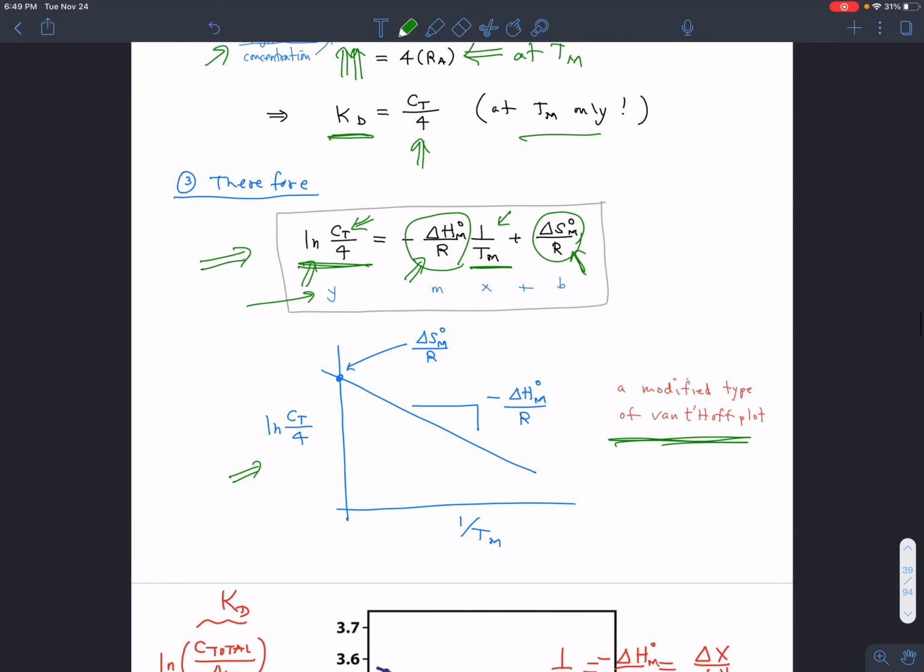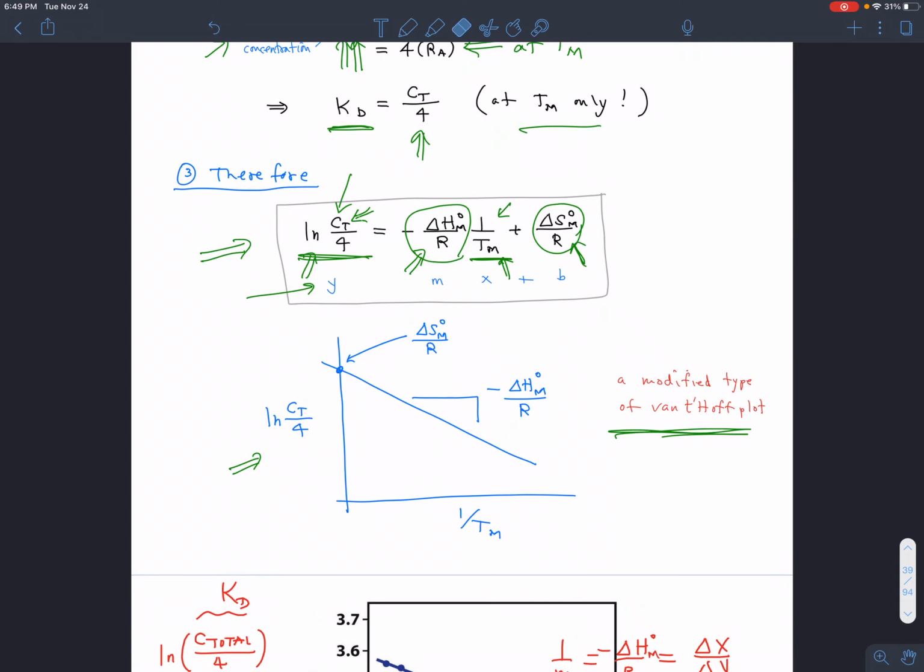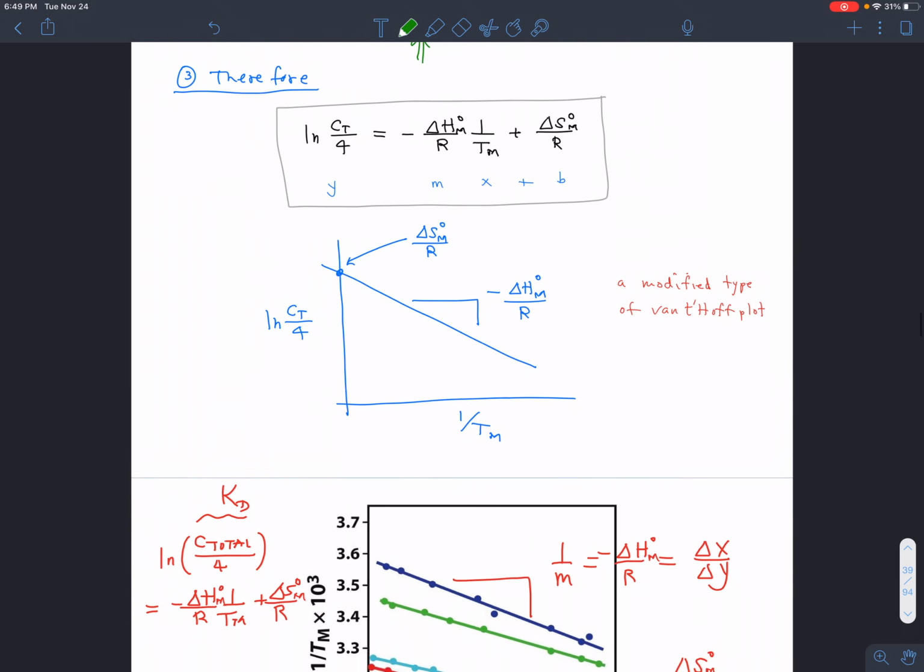Normally in Van 't Hoff, you vary temperature and measure the equilibrium constant. Here we, in effect, know the equilibrium constant, because it's closely related to the total concentration. And we measure the melting temperature at each point. So what you measure and what you already know are kind of reversed versus a normal Van 't Hoff plot. But other than that, it is basically a Van 't Hoff plot. And of course, you can always extract delta H and delta S from a Van 't Hoff plot, so none of this is particularly surprising.